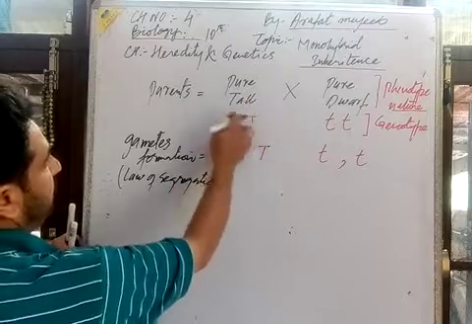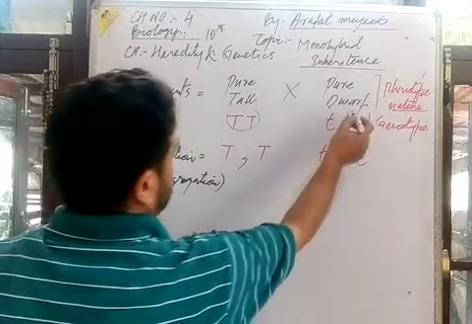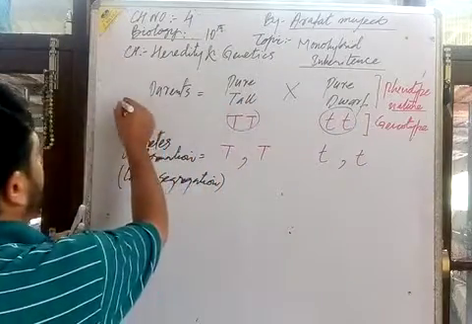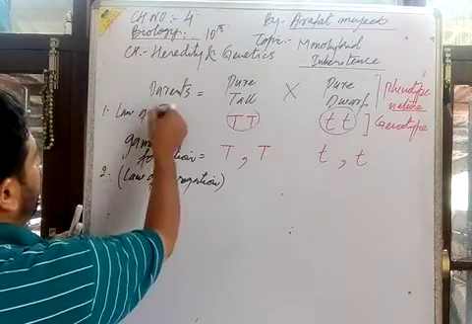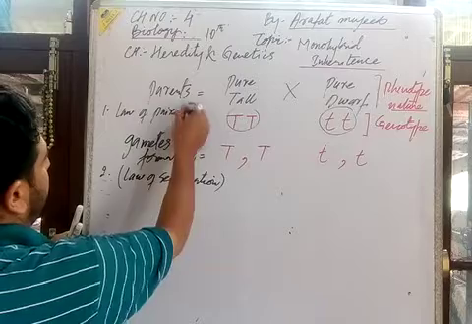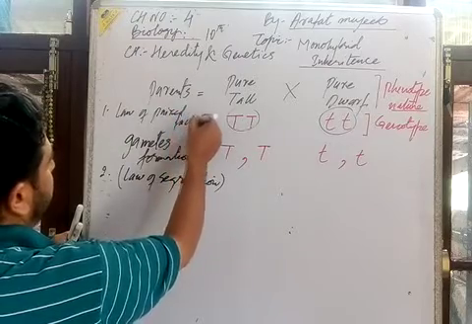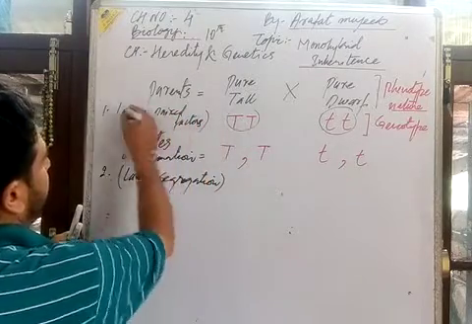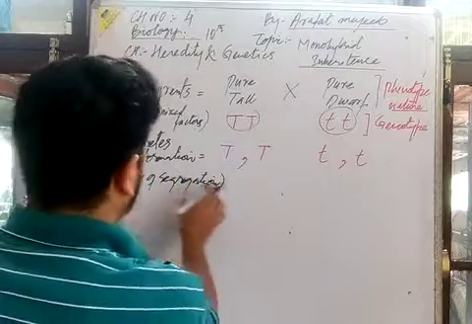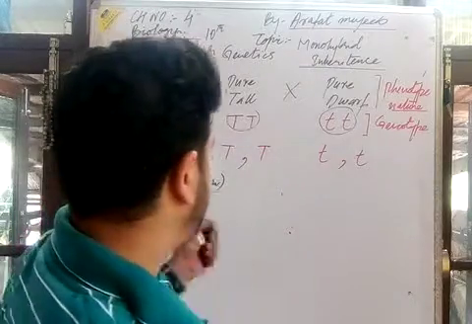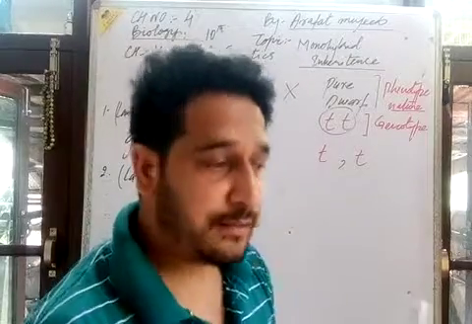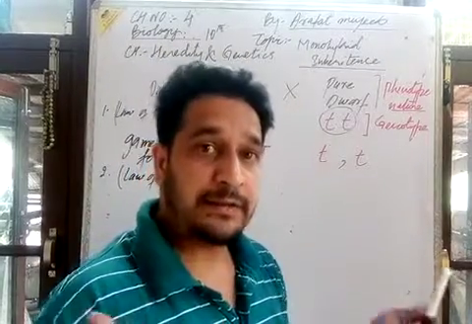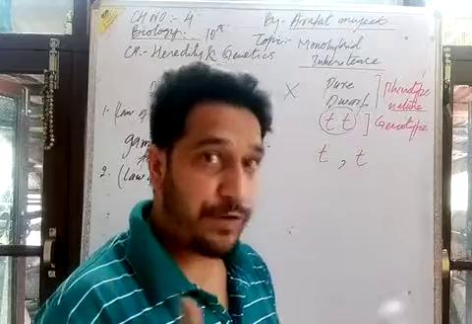This character is maintained by this pair, according to this first law. It is the second law, the law of paired factors. According to the law of segregation, there is a formation of gametes. When there is formation of gametes, then there is the generation of F1 progeny.